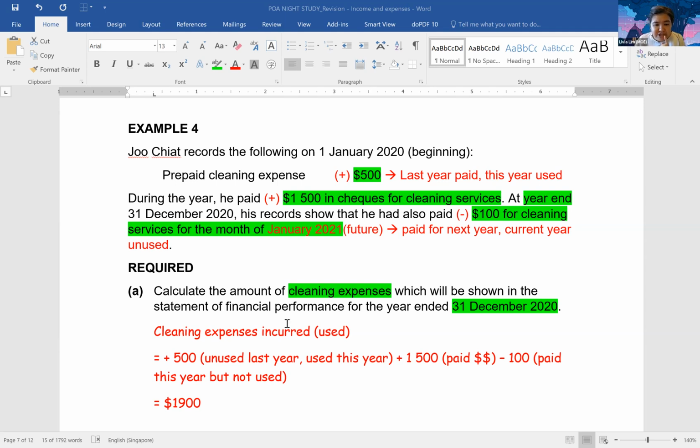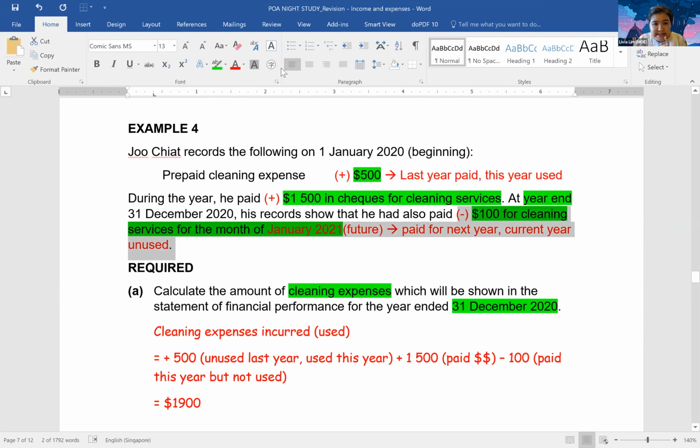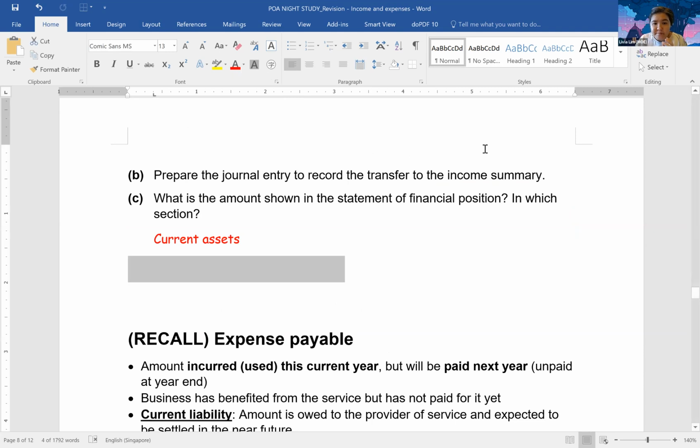So ladies and gentlemen, what is the amount going to be shown in the statement of financial position? You will see it as a current asset. And which one is it? Is this one? This $100 in yellow. $100 that has been paid for the future, because this is an asset that you can use in the future. So one current asset, and it is a prepaid cleaning expense of $100. Some of you got it. If you don't have it, you need to tell me which part you don't understand, all right?